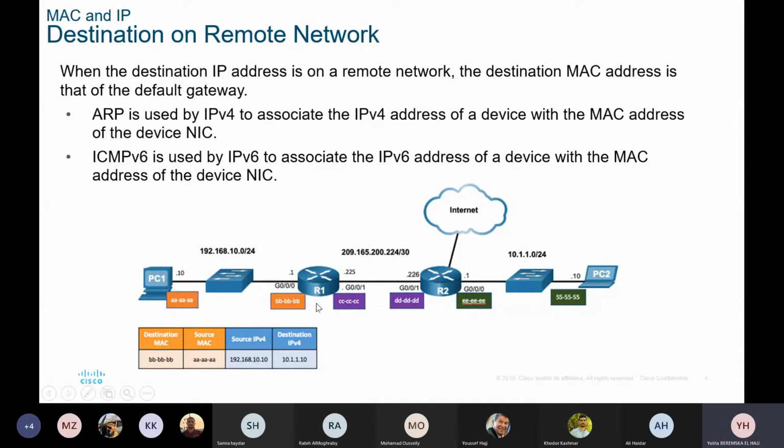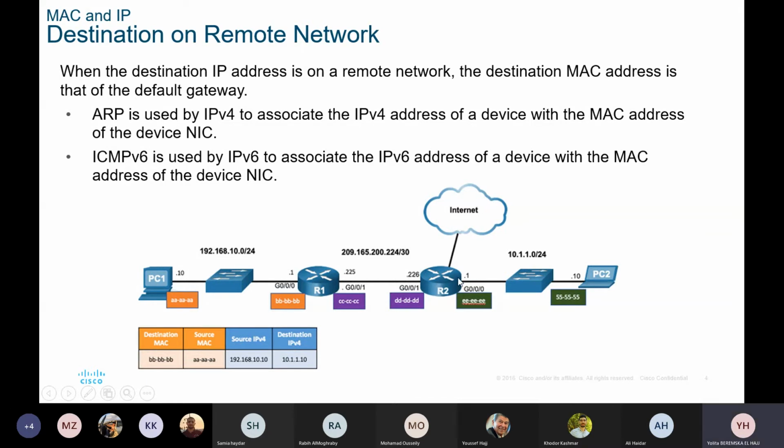So what is going to be in the headers? The same IP addresses, the source MAC address is the same, but the destination MAC address will be changed from this one to DDDD, okay? Because this is the destination MAC address for this moment. And R1 is going to forward the packet to R2, because it knows from the routing table that to reach this IP address, it must go to 209.165.200.226.